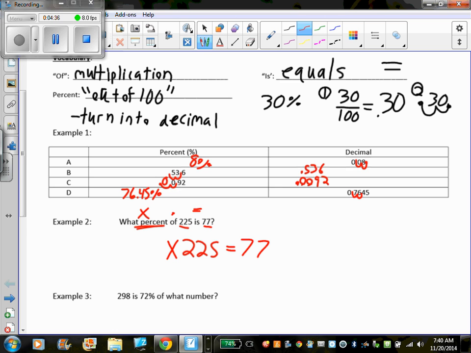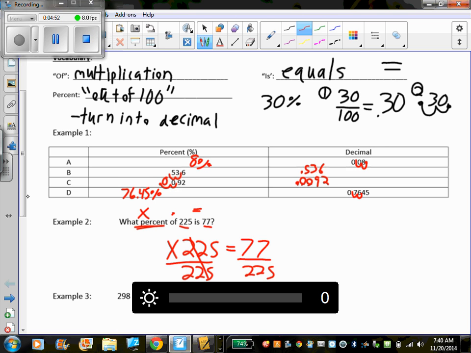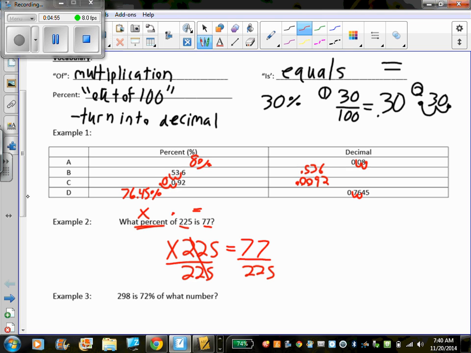Well, we need to get x by itself, so we have 225 times x. To get rid of times 225, we'll divide both sides by that number. The 225s on the left cancel out, and you may want to use your calculator to figure out, of course, what 77 divided by 225 is. Might not be easy to do on your own. So I'll do that, and we get that x equals 0.342.